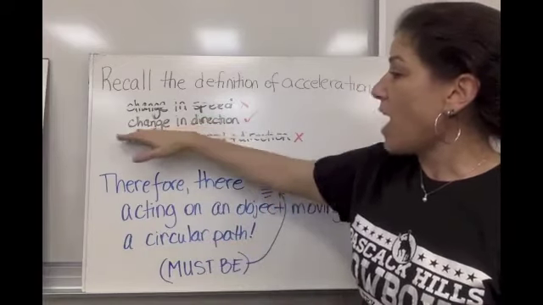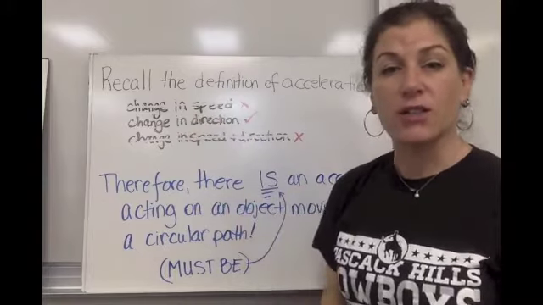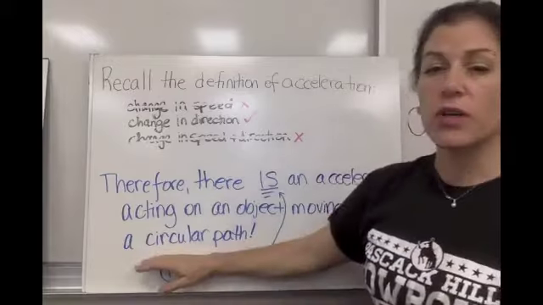If we have a change in direction because we're moving in a circle, then we must have an acceleration. That's the definition of acceleration. So there must be an acceleration when you're moving in a circular path.